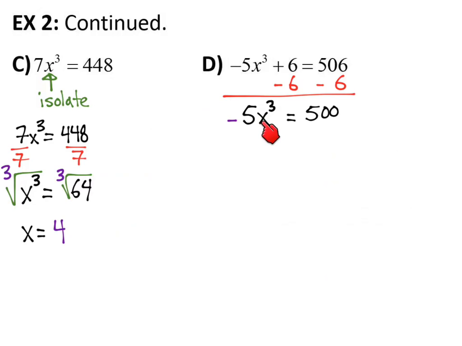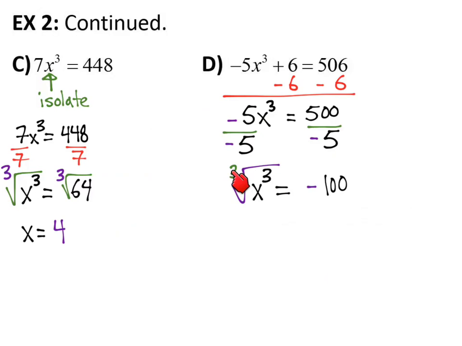Opposite of multiplication, I do division. Whatever I do to one side, I do to the other. And those two cancel. The same number divided by itself is 1. So I'm left with x cubed equals negative 100. This is a cube, so I do the cube root. And the cube root, that's an odd index, so that means we keep the sign. But with this one, if I take the cube root of 100, it's going to be a decimal. So I'm just going to leave my answer as x equals the cube root of negative 100.